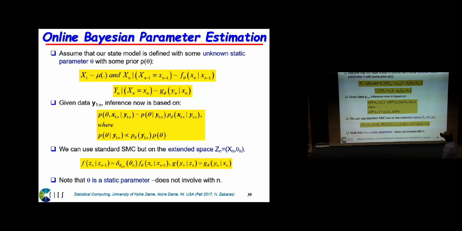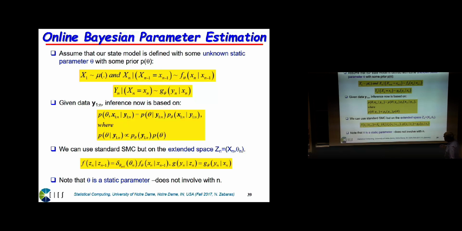We call these dynamic unknowns because they change with time, and we call theta static unknowns because they don't change with time. So here's the trick. I am going to define a new set of variables. Rather than having the state x, I'm going to define z that consists of x and theta.